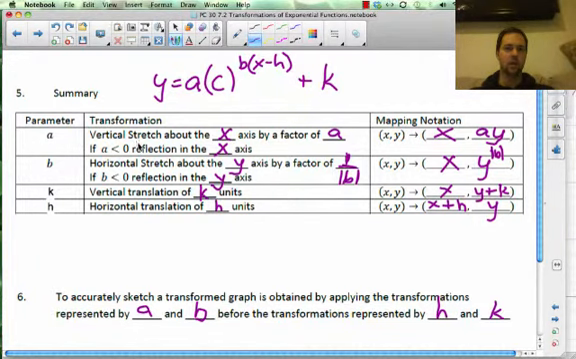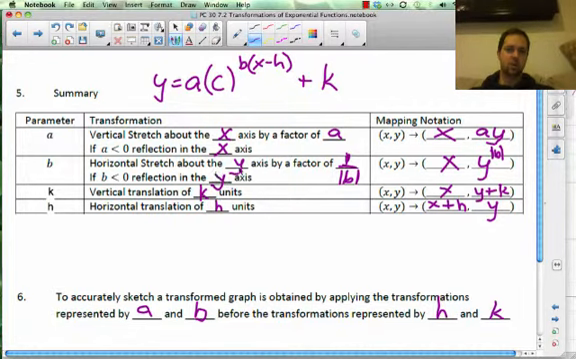The A parameter is a vertical stretch about the x-axis. So it stretches up and down this way. I know it seems weird because this is the y-axis, but it's a stretch about the x-axis, meaning it stretches that way. It stretches by a factor of a, and if a is less than 0, so if a is negative, then it's a reflection about the x-axis, so it goes from this down to that. And you can see the mapping notation is fairly simple. Instead of x and y, we now have x and a times y.